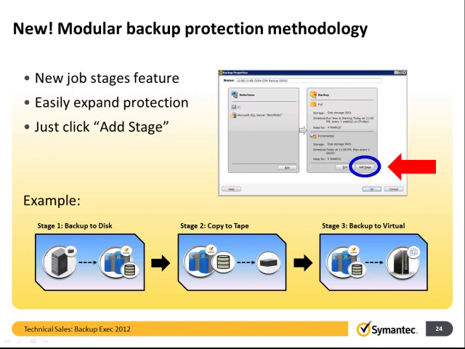There's also a button here to easily replicate your backups. Say you back up to disk first, and then you want to replicate your backup data to an off-site disk location, and then send it to tape. And then maybe finally, you want to convert this backup into a virtual machine. All you're doing is clicking this Add Stage button to add another backup destination where you want to send your backup data. So it's really just that simple to set up your replication jobs.